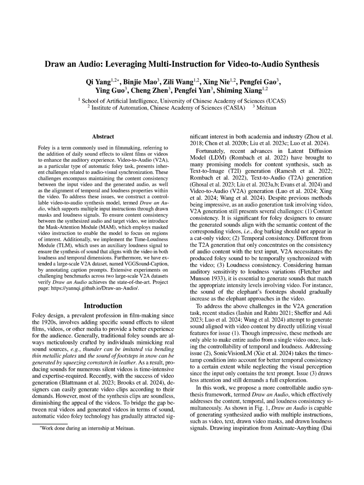The Draw-in-Audio method aims to solve the problem of generating synchronized and contextually appropriate audio for videos, specifically addressing the challenges of content consistency, temporal consistency, and loudness consistency in video-to-audio (V2A) generation. It ensures that the generated sounds align with the semantic content of the video, such as preventing a dog barking sound in a cat-only video (content consistency).